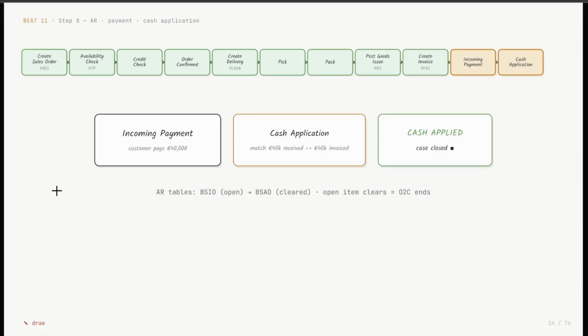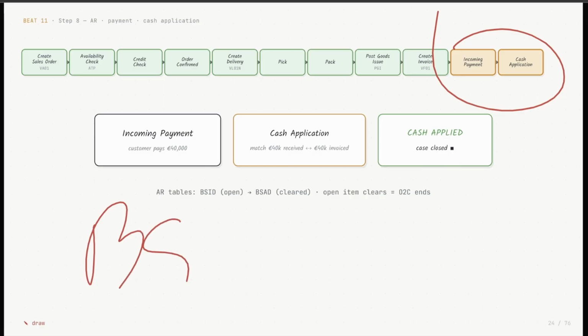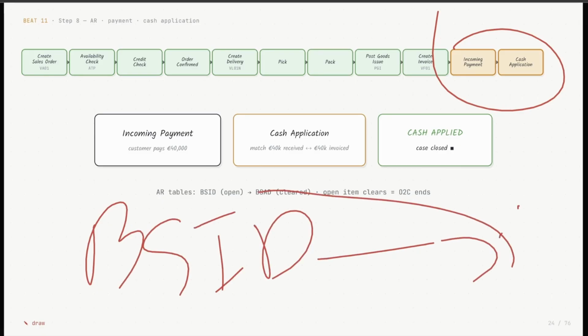If everything is clear, the case is done. It means cash is collected and applied. And then this is the end of our process. The receivable moves from BSID, this is the open part, and it goes to BSAD.